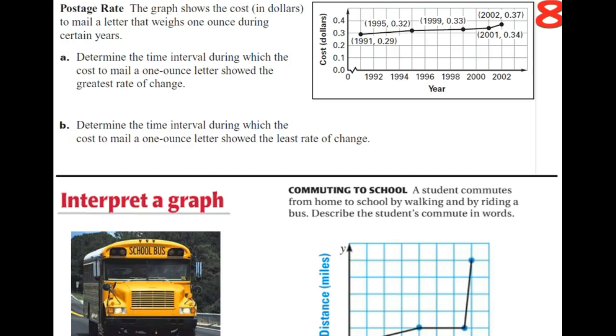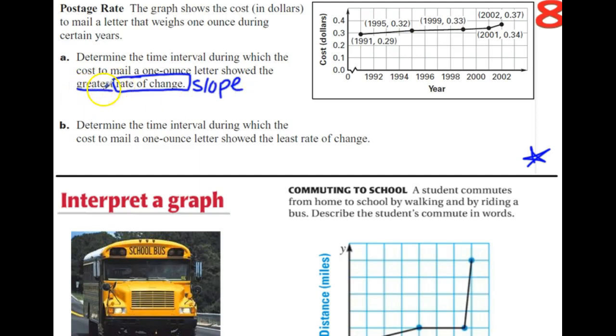Last slide here. This one is actually on your homework, so pay attention. It says the graph shows the cost in dollars to mail a letter that weighs 1 ounce during certain years. Determine the time interval during which the cost to mail a 1 ounce letter showed the greatest rate of change. First thing I said today, fancy word for slope is rate of change.